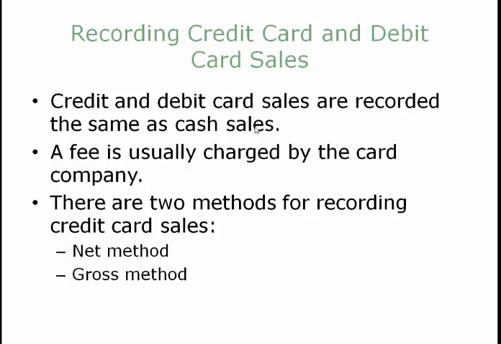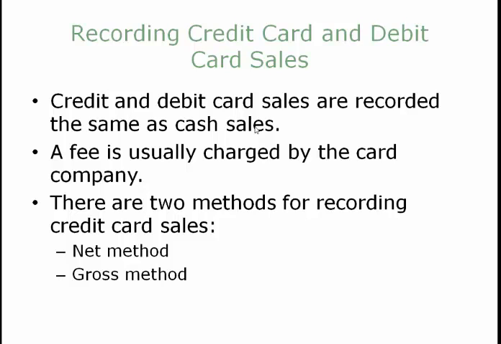So when you make that sale for $100, and we'll do numbers here in a minute, you have two different ways to record it. You can record it using the net method, which would be saying you got $96 in cash, which would be a debit, $4 in credit card expense, which would be a debit, and $100 in sales revenue would be your credit. That would be the net method.